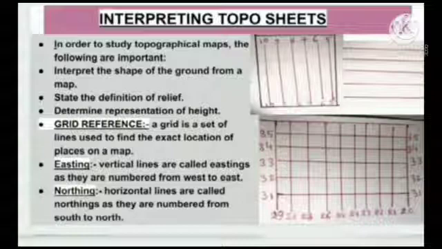Point 4. Grid reference. A grid is a set of lines used to find the exact location of places on a map. Point number 5. Eastings. Vertical lines are called eastings as they are numbered from west to east. Point number 6. Northing. Horizontal lines are called northings as they are numbered from south to north.